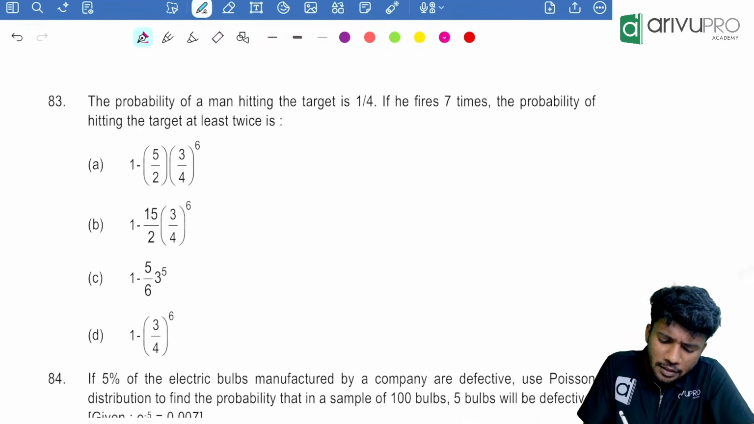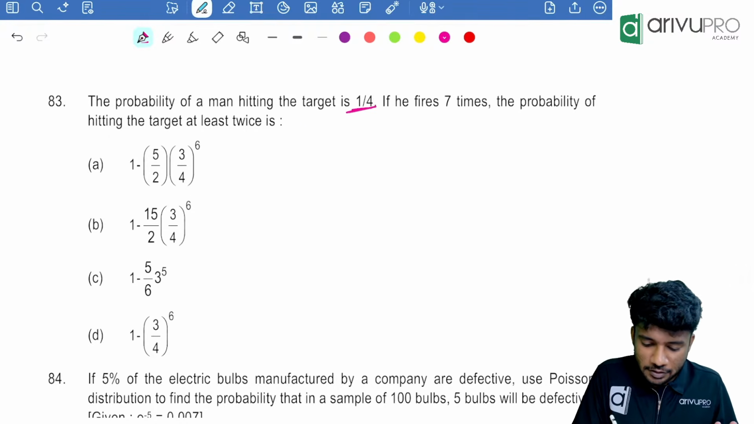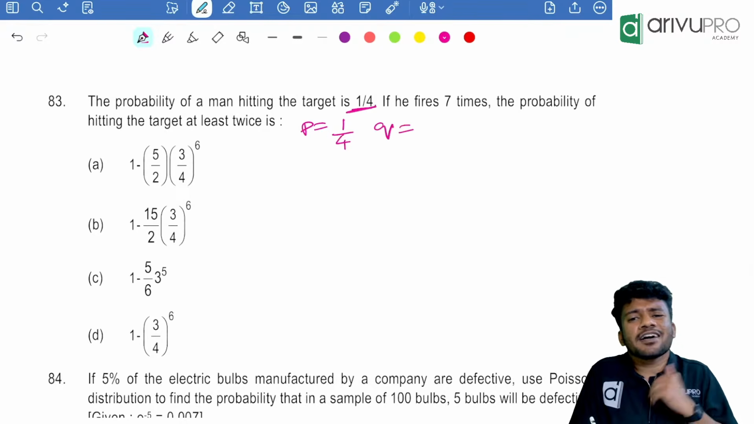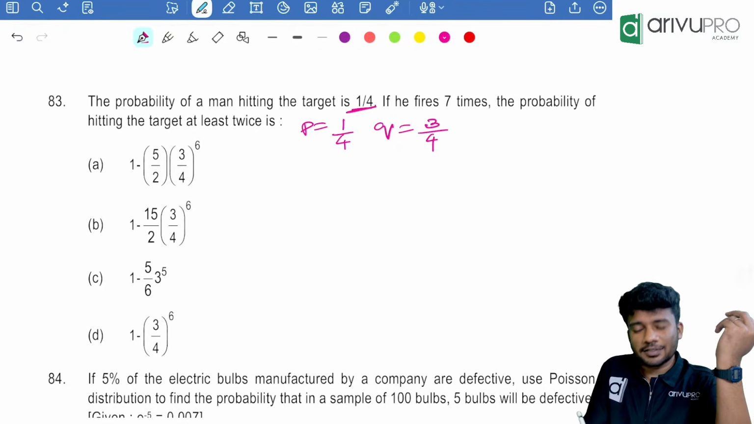The probability of a man hitting a target is 1 by 4. So probability of success is how much now? That is nothing but 1 by 4. Probability of failure will be then how much? Not hitting the target will be how much? 1 minus 1 by 4. That will be 3 by 4.